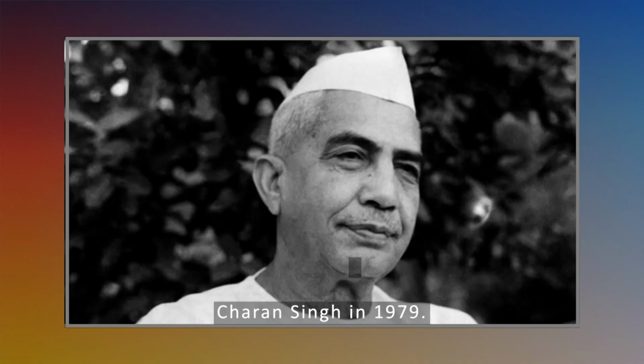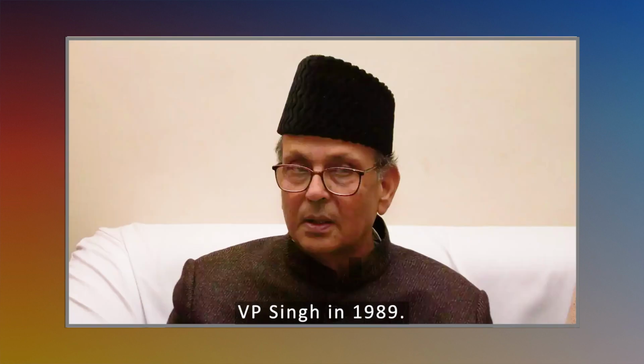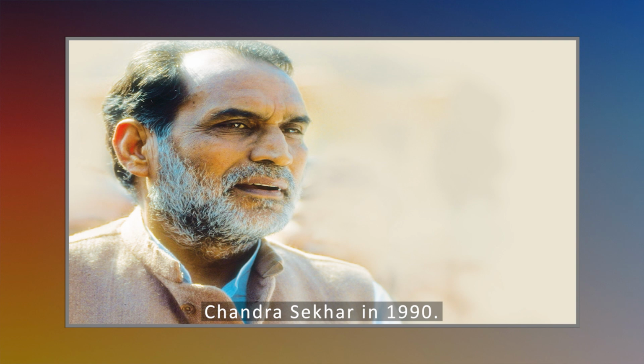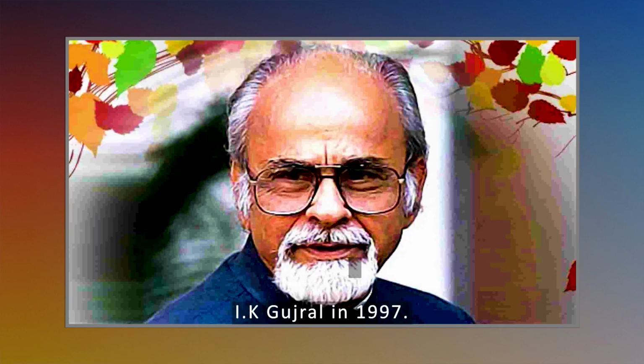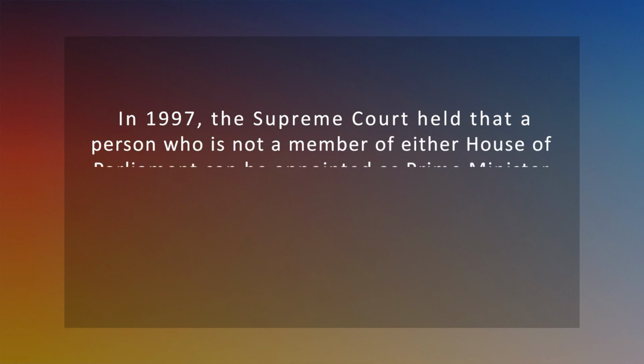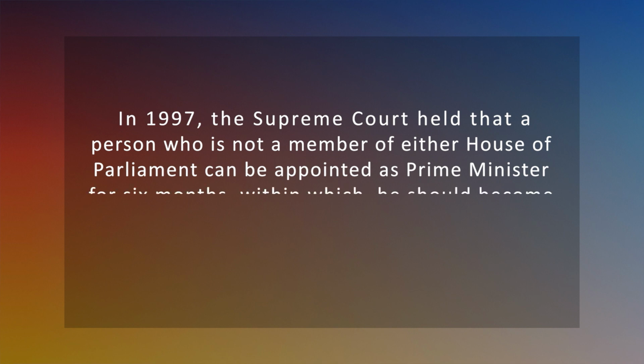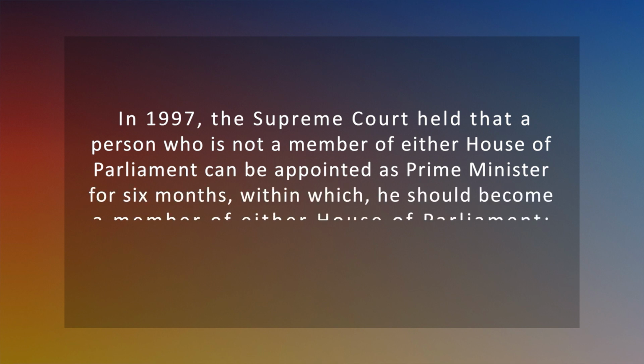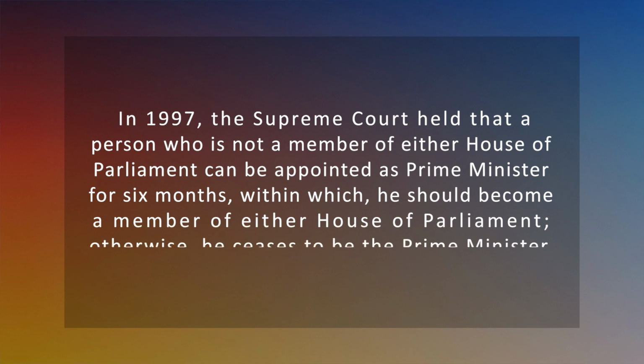within a reasonable period. For example, Charan Singh, 1979, V.P. Singh, 1989, Chandrasekhar, 1990, P.V. Narasimha Rao, 1991, A.B. Vajpayee, 1996, Deve Gowda, 1996, I.K. Gujral, 1997, and again Atal Bihari Vajpayee in 1998 were appointed as Prime Ministers in this way. In 1997, the Supreme Court held that a person who is not a member of either House of Parliament can be appointed as Prime Minister for six months, within which he should become a member of either House of Parliament.